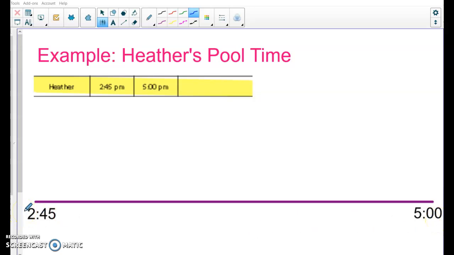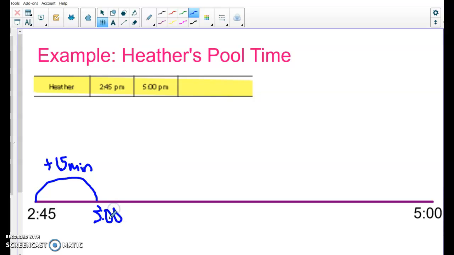Now, something that I like to do is I like to get to a nice, easy time. So I noticed that 2:45, I know in my head, 15 minutes later is 3 o'clock. So I'm going to jump 15 minutes. And on the top of my jump, I'm going to do plus 15 minutes, M-I-N, so I can remember. And 2:45 plus 15 minutes takes me to 3 o'clock.